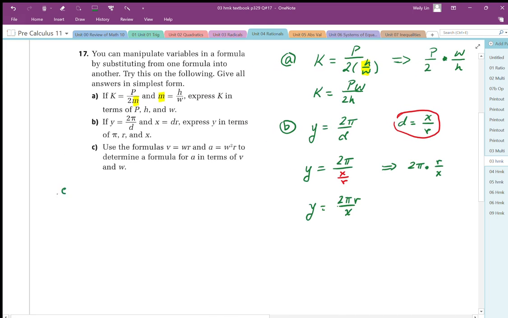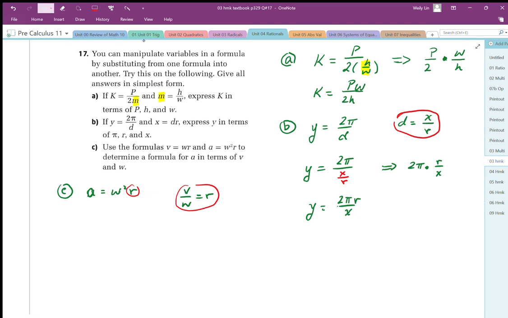Lastly, for C, I have the formulas V equals WR and A equals W squared R, and we're going to determine a formula for A in terms of V and W. So we need to eliminate the R variable. So I'm going to start with A equals W squared R. Okay, so there's my expression. I'm going to rewrite the other expression. V divided by W is equal to R. And then we're going to do our replacement. We're going to replace that for that.